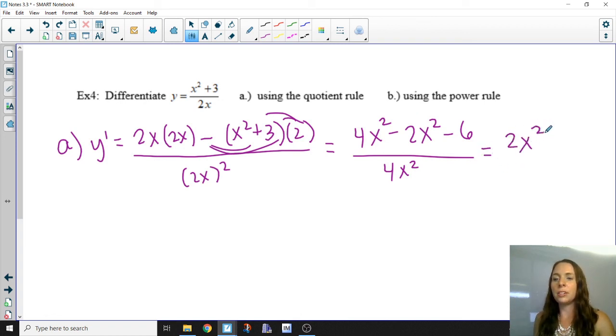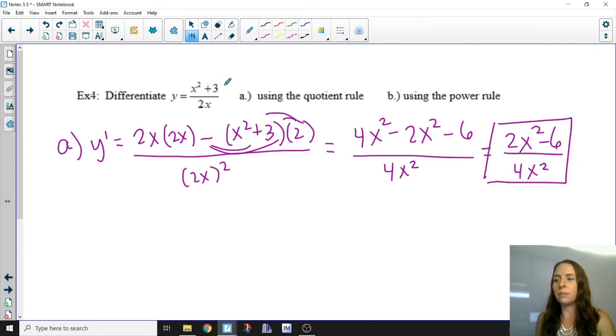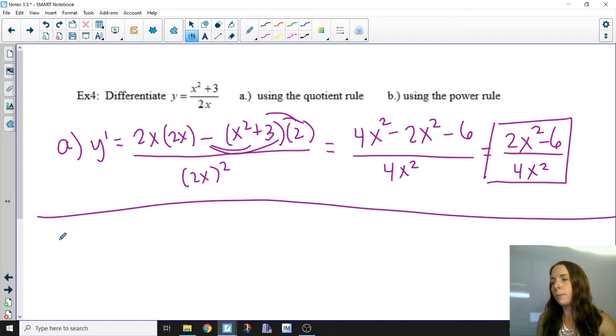Simplified further, we get 2x squared minus 6 over 4x squared. Because we can combine these like terms now that they're like terms. All right, so there's our answer to the derivative of this function using the quotient rule. But the last thing that we're going to do now for part B is we are going to simplify this function and then take the derivative without having to use the quotient rule.